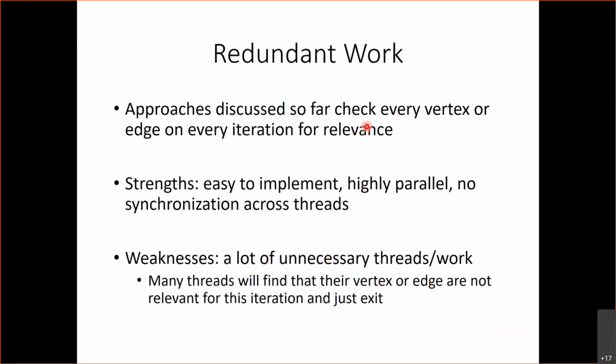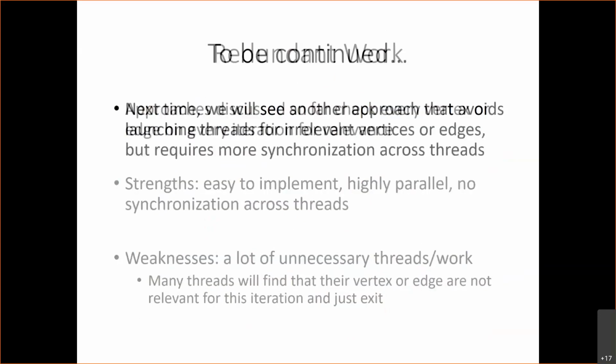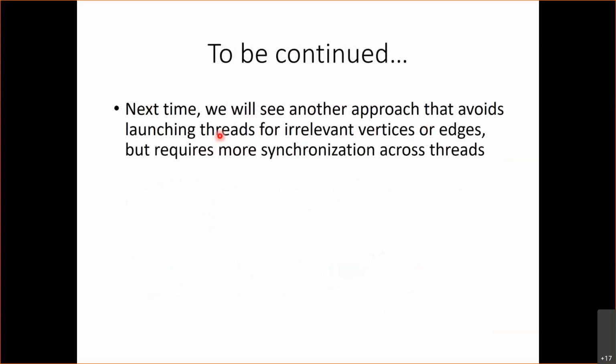So the strengths of this approach is that it's easy to implement, highly parallel, and we don't synchronize across threads. However, the weakness is what we said, a lot of unnecessary work. So what we said we're going to cover today is another approach where we avoid launching threads for irrelevant vertices or edges. We just launch threads for the vertices that are relevant to the computation, but this requires more synchronization, as we will see today.